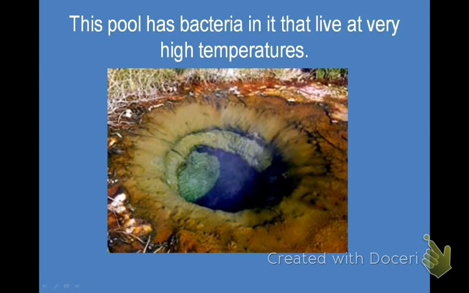First one, this pool has bacteria in it that live at very high temperatures. So key term here, bacteria, and they live at very high temperatures, so above what we would consider to be normal. Go ahead and write your answer.